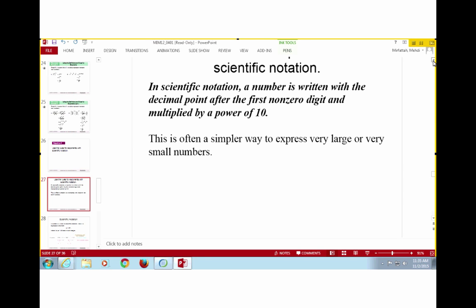So when you look at the scientific notation, a number is written in terms of a decimal point after the first non-zero digit, multiplied by a factor of 10. So this is the format of the scientific notation. You get one number times 10 to the power of any number, plus or minus. So we're going to take a look at some examples here.